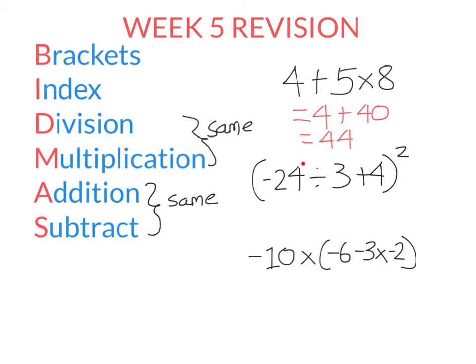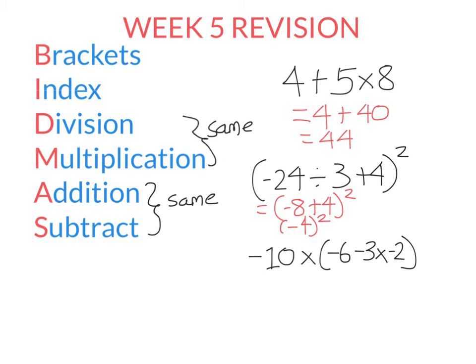So let's say I want to do this one here now. So I have brackets. So I'm going to do everything in the brackets first. So in the brackets, I have a division and an addition. Division comes before addition. So what I'm going to do is I'm going to do minus 24 divided by 3 first. So minus 24 divided by 3 is minus 8. I leave the plus 4 alone for now. So now I still have an operation in the brackets, which is plus. After the division, I do the plus. Minus 8 plus 4 is equal to minus 4.